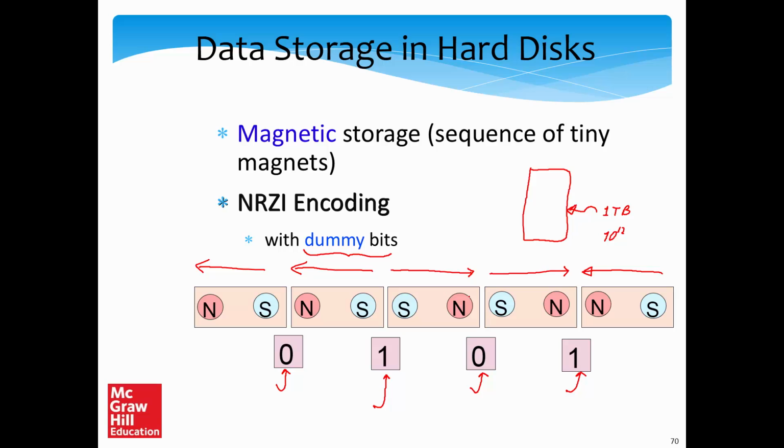So these magnets are extremely small, very, very small, and we have millions, billions of such magnets on a magnetic surface. The way we read them is that we move a metallic head over the magnets. There's a relative motion between the metal and the magnets, and we sense the magnetic field, whether there's a change in it or whether the magnetic field is remaining the same.